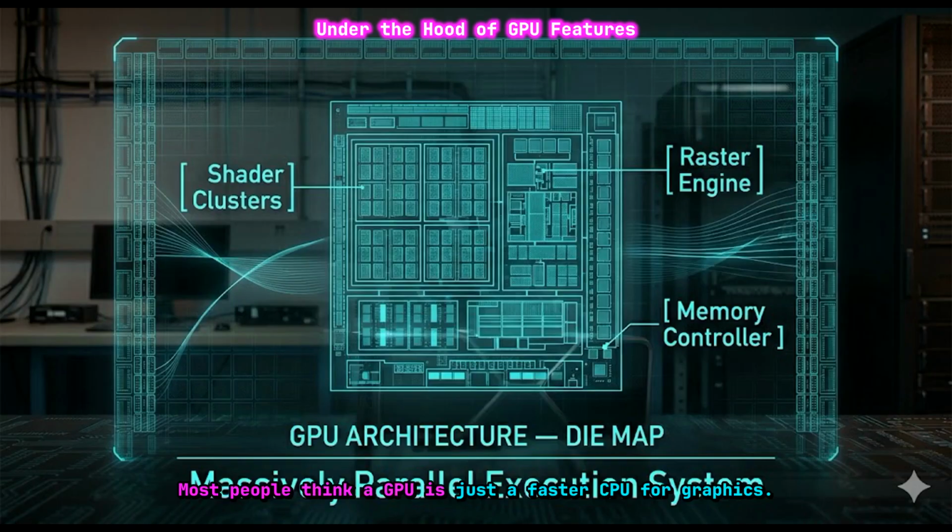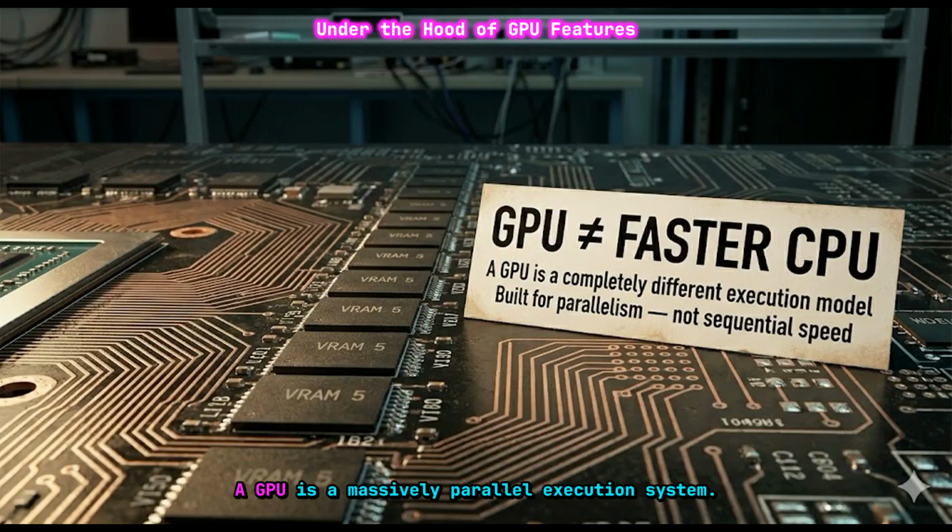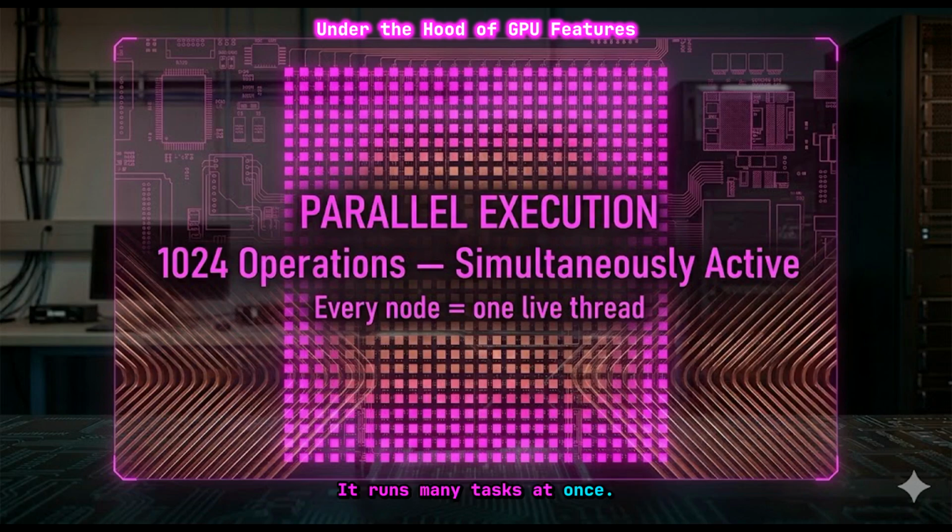Most people think a GPU is just a faster CPU for graphics, but that is not correct. A GPU is a massively parallel execution system. It does not focus on one task at a time. It runs many tasks at once, and everything you see on screen is built from that structure. So let's break it down.